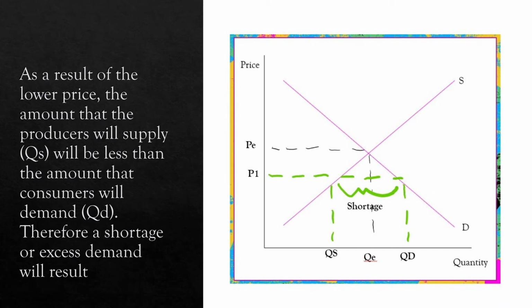As a result of the lower price, the amount that the producers will supply as QS will be less than the amount that consumers demand, which is at QD. Therefore, a shortage or an excess demand will result. This is a good way to structure your answers if you're looking at the NCEA questions. Make sure that you always put your graphing coordinates into your answer as well. In this answer, we are missing our P1, so that would be something to remember.